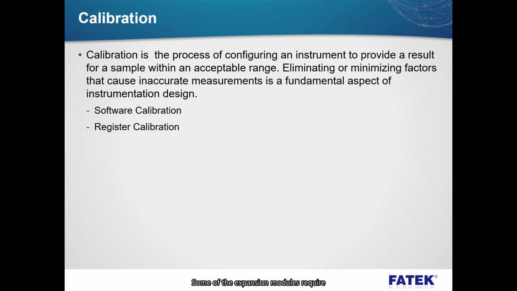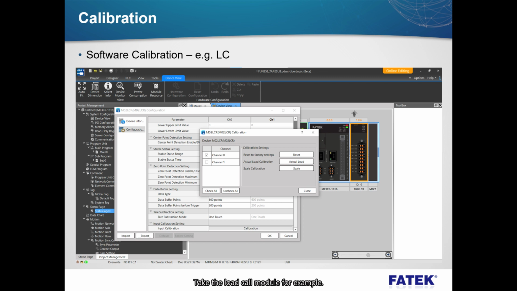Some of the expansion modules require calibration, which has been done during production though. Calibration aims to reduce or eliminate inaccurate measurements, which can be performed by software or registers. Take the load cell module for example. The calibration function is listed at the end of the configuration settings, which provides a step-by-step way to guide users through the process of calibration.